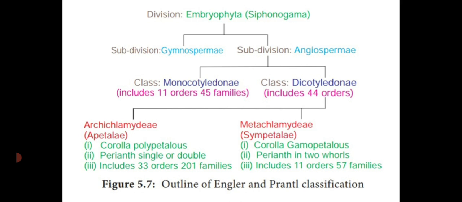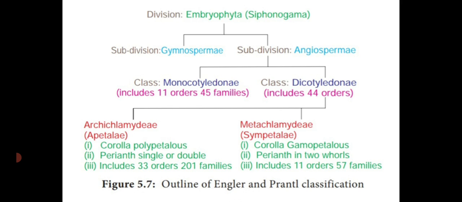Dicotyledonae includes 44 orders and is again divided into 2: Archichlamydeae and Metachlamydeae. Archichlamydeae means apetalae, absence of petals, or corolla polypetalous, perianth single or double. It includes 33 orders and 201 families. Metachlamydeae means sympetalae, where petals are fused. Gamopetalae or sympetalae are the same, fused. Corolla is gamopetalous, perianth in 2 whorls. It includes 11 orders and 57 families. This is the classification of Engler and Prantl.